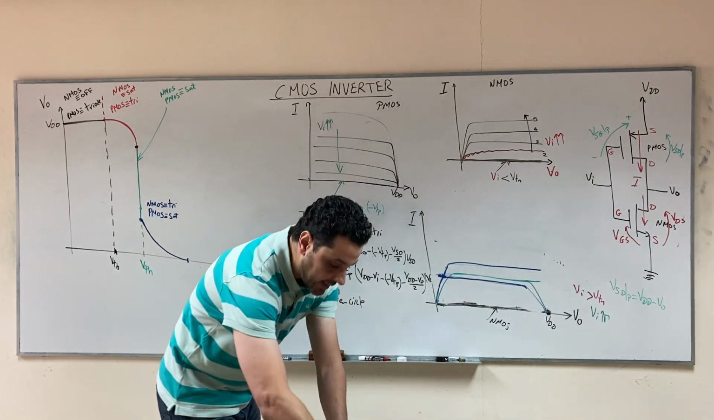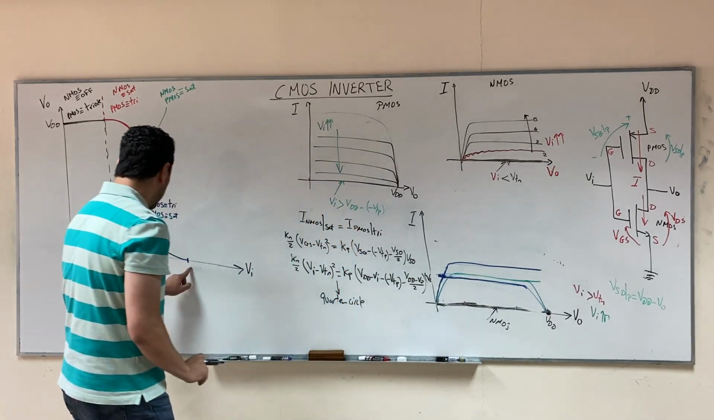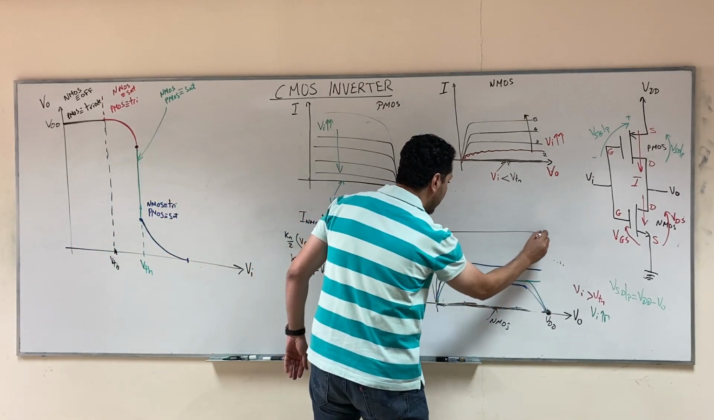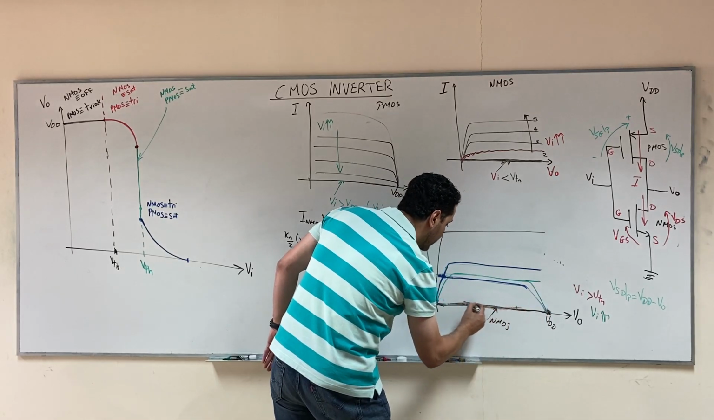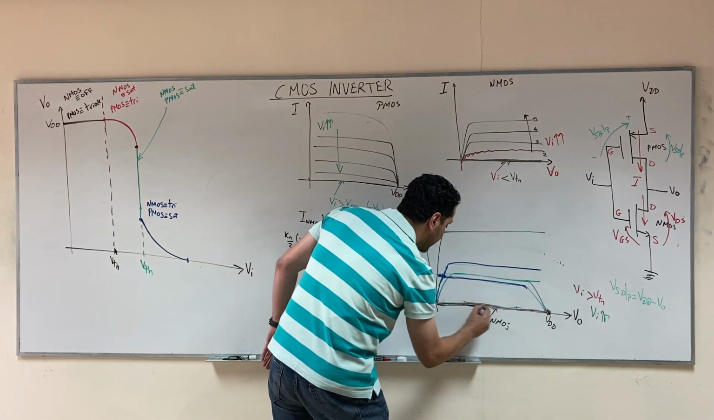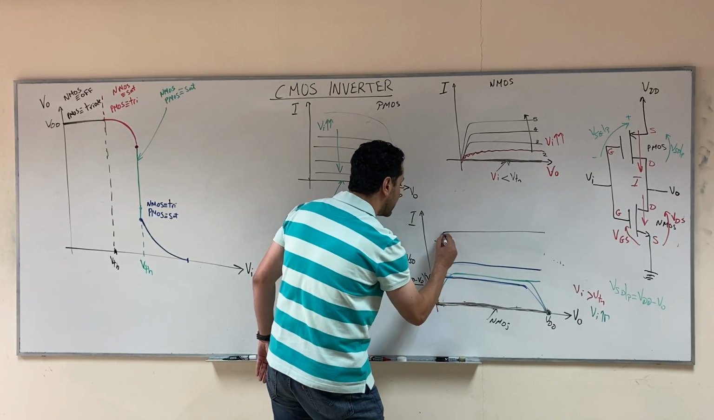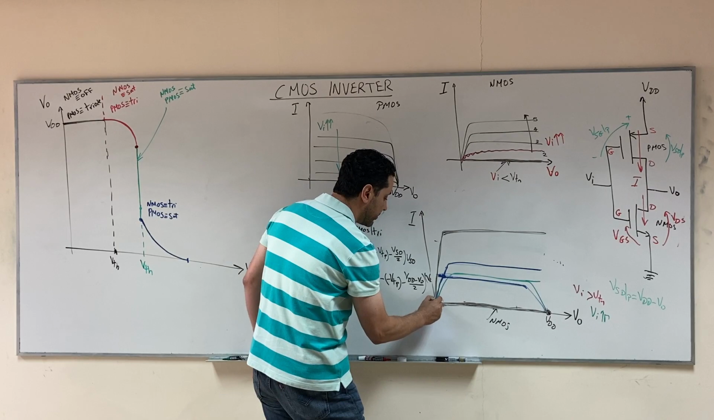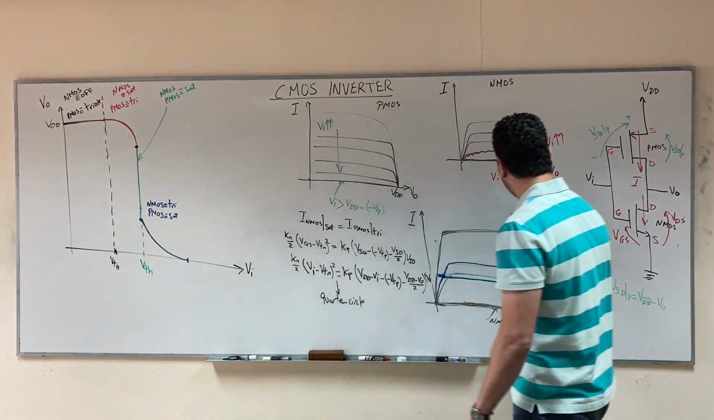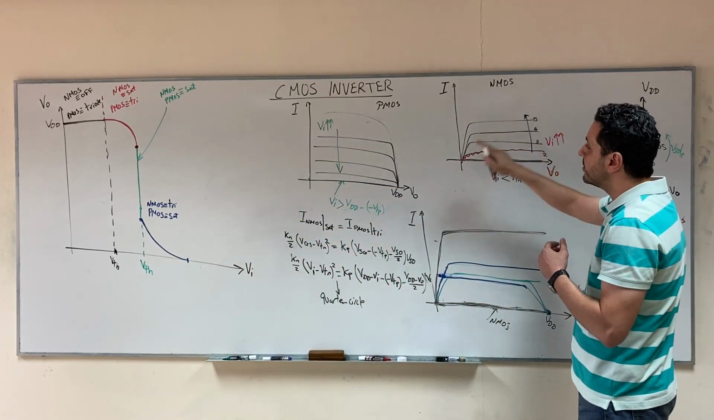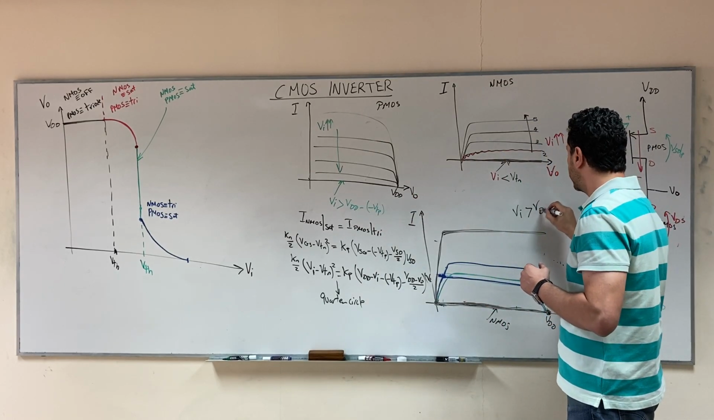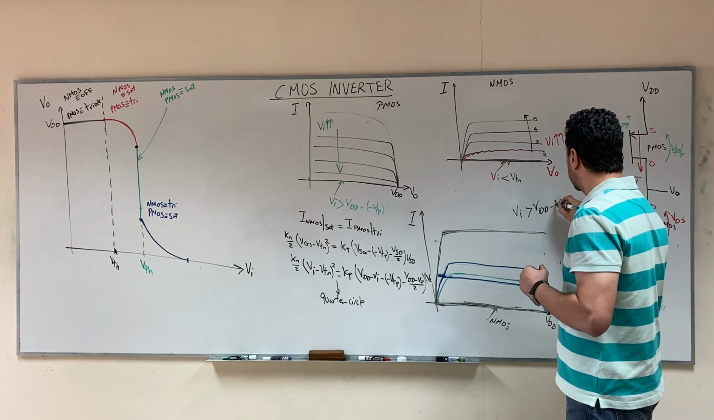Let me take the black again. This point will happen when you increase V input more. The curve for the NMOS will go up, and the curve for the PMOS will go down, and the PMOS will be off while the NMOS will be with a high curve. And this happens, the operating point will be here, and this happens when V input is enough to turn the PMOS off, when V input is greater than VDD minus the absolute value of VTP.